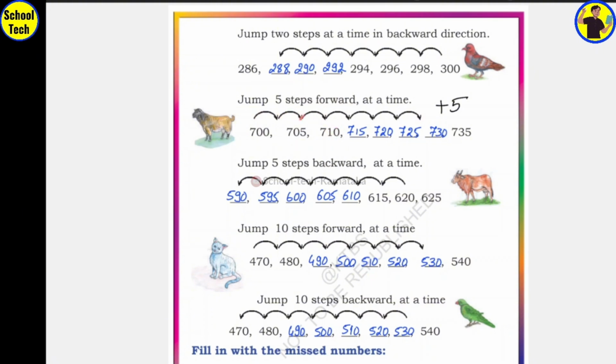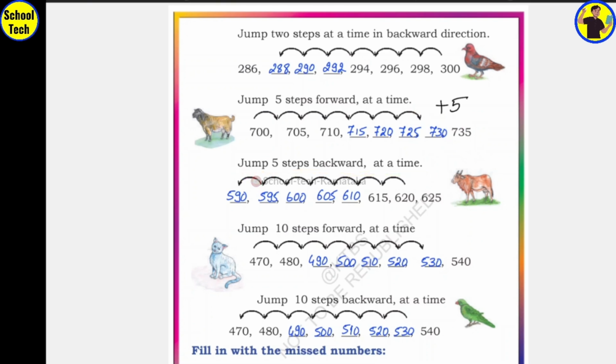705 plus 5, 710. 710 plus 5, 715. 715 plus 5, 720. 720 plus 5, 725. 725 plus 5, 730. 730 plus 5, 735. Now next, jump 5 steps backward at a time.